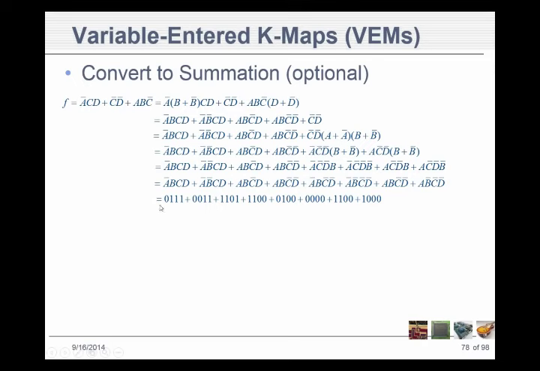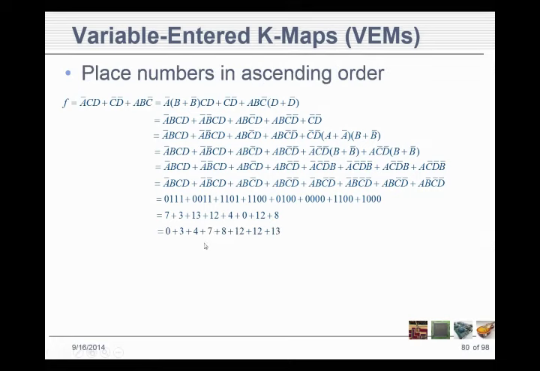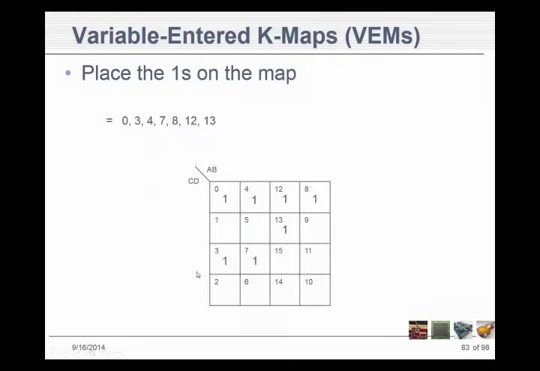Okay, now that's a 7, that's a 3, that's that 13, there's a 12, there's a 4, a 0, another 12, and an 8. So I can get rid of one of these 12s because I got 2 of them, right? And then I put them in ascending order, and I get 0, 3, 4, 7, 8, 12, 13. There are many other ways of doing this. I don't know what I was thinking that night. But now that I've got those, I can just put the ones in those particular cells.